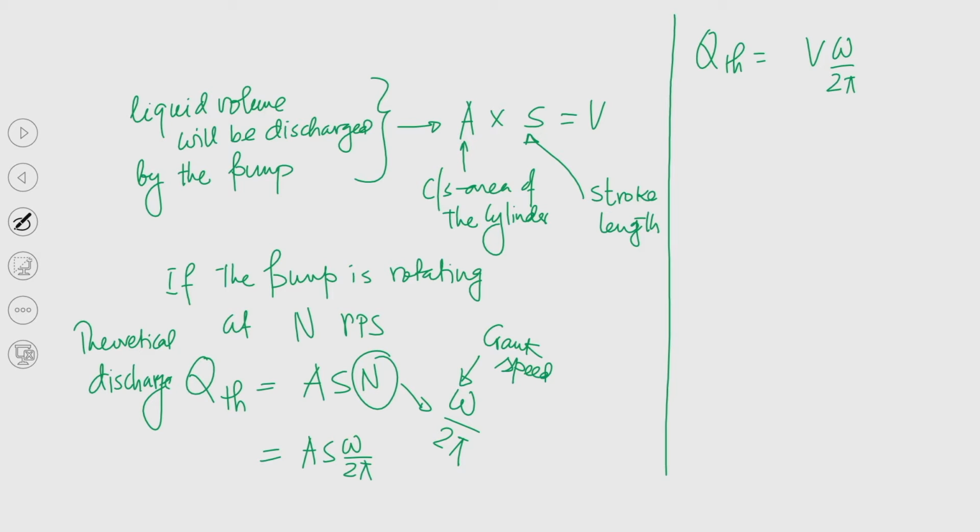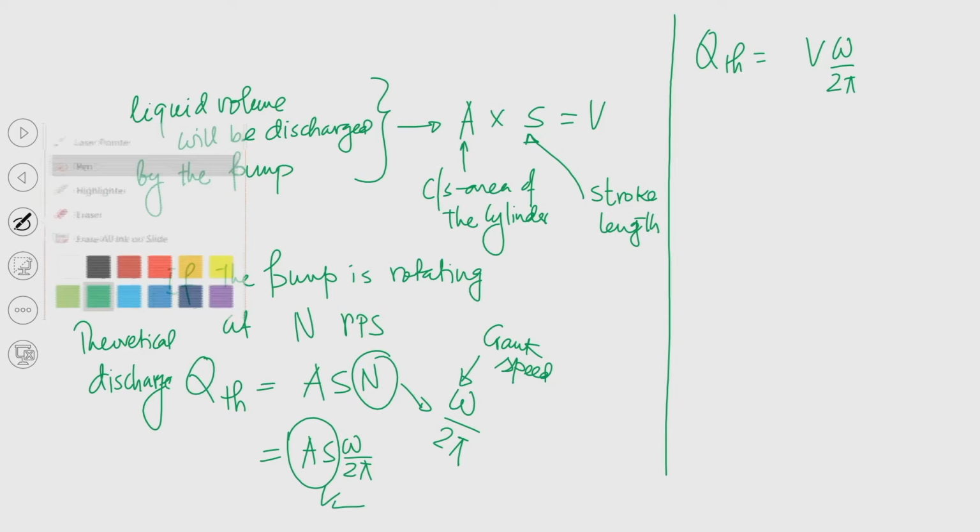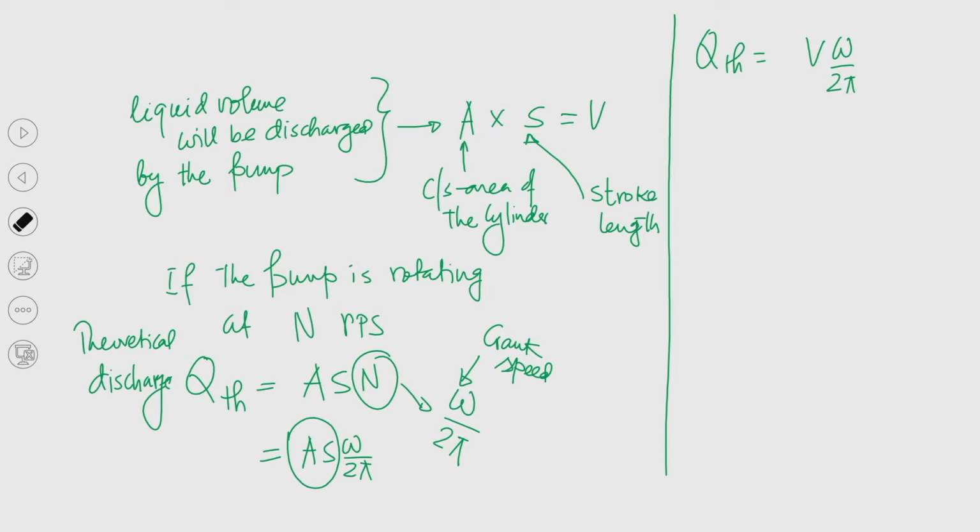So, this quantity is V. So, this is the volume of the liquid. So, this is the discharge. So, this quantity is V. Now, why am I trying to write this quantity, right? So, you can see, this is basically theoretical discharge.